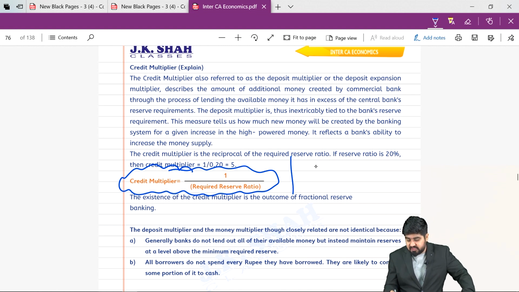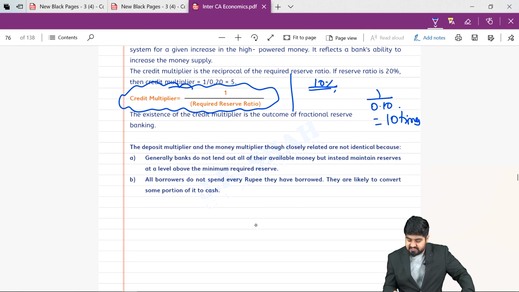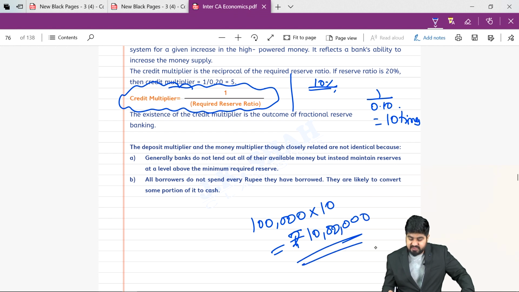So let's suppose if the required reserve ratio is 10%, what will happen then? How many times the credit will get multiplied? It will be 1 divided by 10%, that is 0.10. This will be equal to 10 times. So let's suppose if the initial deposit is nothing but 1 lakh rupee. So 1 lakh rupee will rotate 10 times. The total money supply in the economy will be 10 lakhs. Very clear in this.